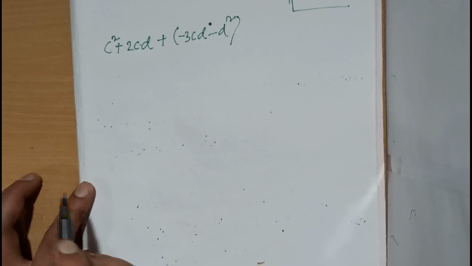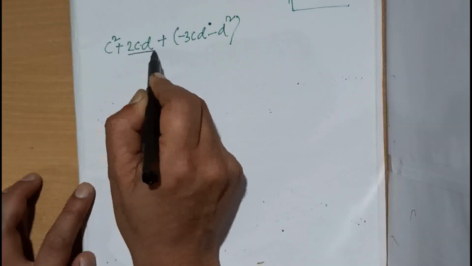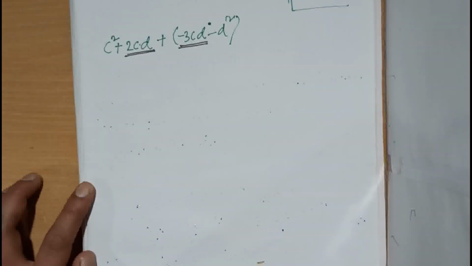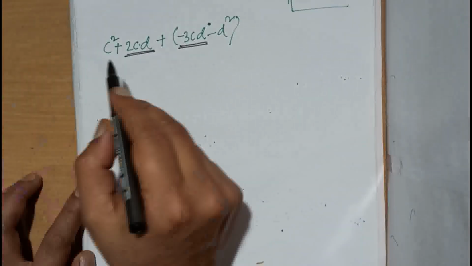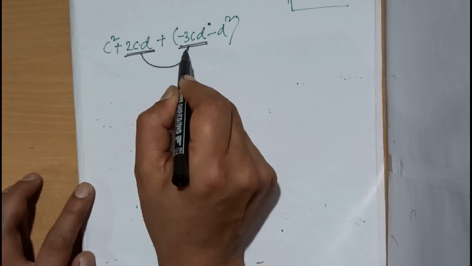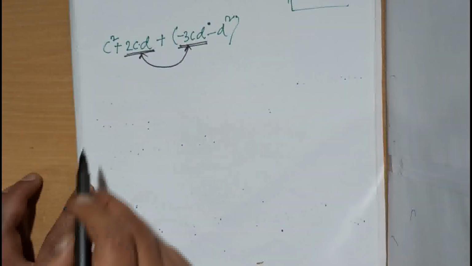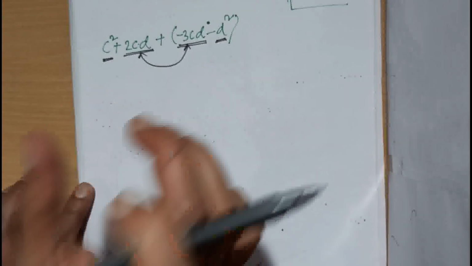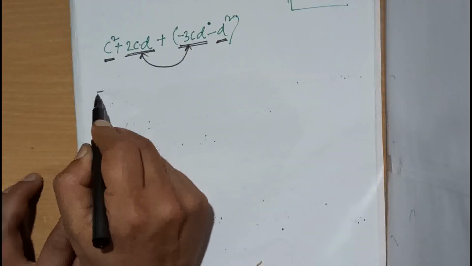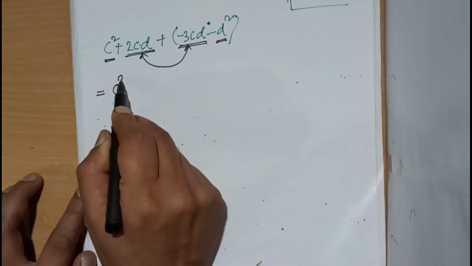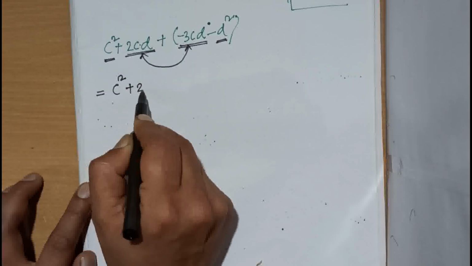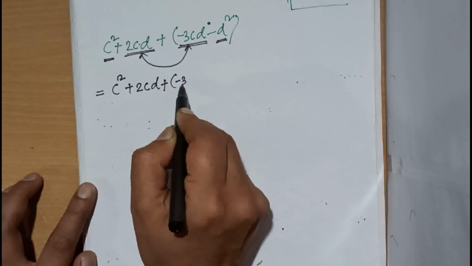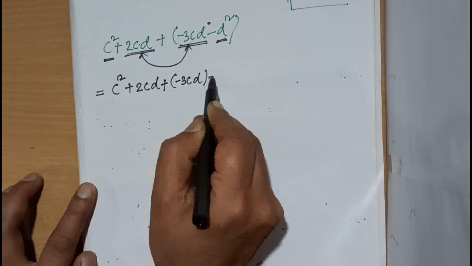So now you see which are like, this term and this term, they are like, that means we can add only these two, this one and this one remain unchanged. So now this one, how can you do that? The answer will be c square plus 2cd plus minus 3cd minus d square.